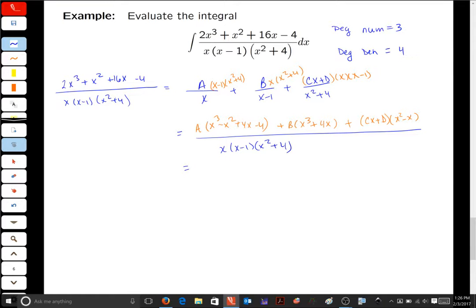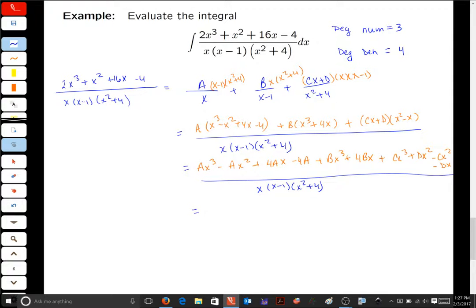If I multiply the a through, I'm going to get an ax cubed. I'm going to keep this in the brown ink because this is still scratch work. Ax cubed minus ax squared plus 4ax minus 4a plus bx cubed plus 4bx plus cx cubed plus dx squared minus cx squared and minus d times x. All divided by, don't multiply your denominator.